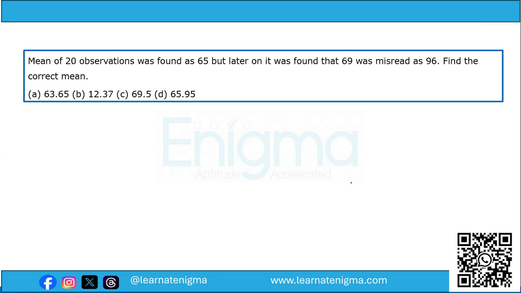Mean of 20 observations was found as 65, but later on it was found that 69 was misread as 96. Find the correct mean. Now, the basic formula for average is average into quantity is equal to total. Now, mean, that means average of 20 observations. That means the quantity is 20, was found as 65.